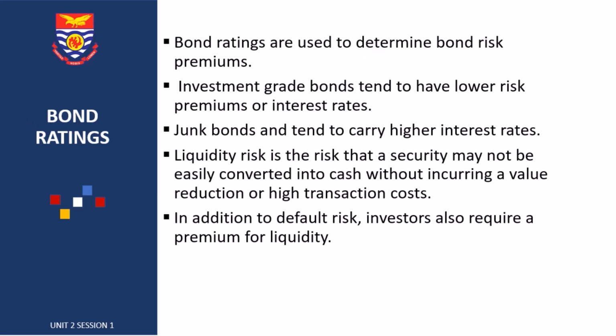So, just as we have credit ratings, we also have bond ratings, and they are also used to determine the bond risk premium. So, investment grade bonds tend to have a lower risk premium or interest rate, and the junk bonds also tend to carry a higher interest rate. And we have already mentioned that whenever investors perceive that the possibility of default on a loan is high, higher interest rates are charged. So since investors believe that for junk bonds the possibility of default is high, a higher interest rate will be charged.